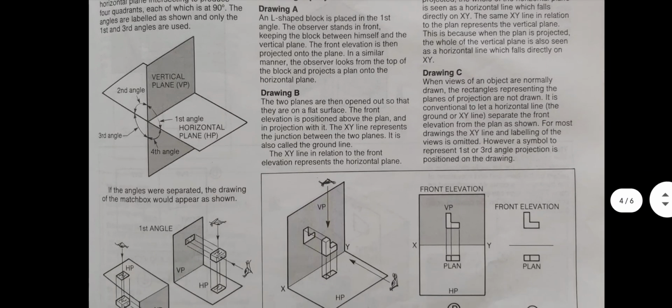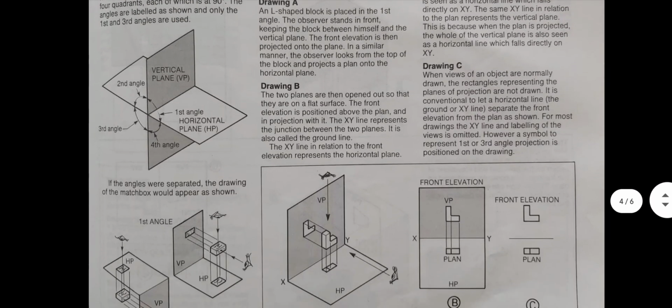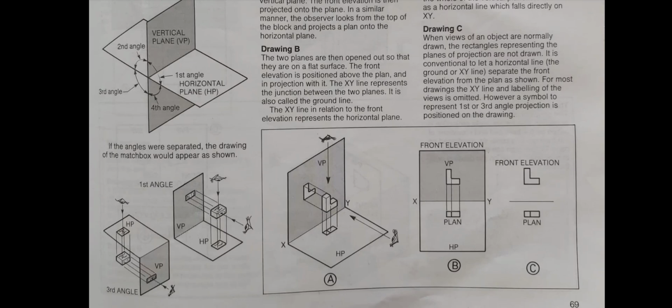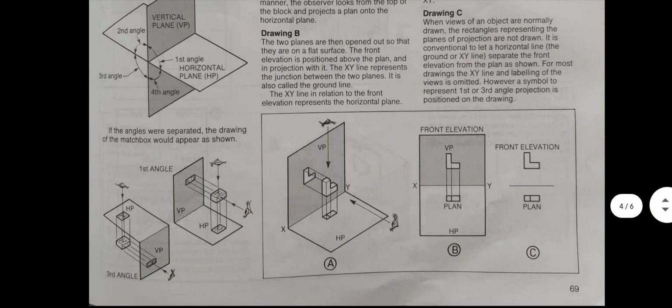So moving on, we're going to look at the types of orthographic projection, right? And the first type that we're going to look at is first angle projection. So in first angle projection, you always draw the three views in a specific order, or in a specific position, right?